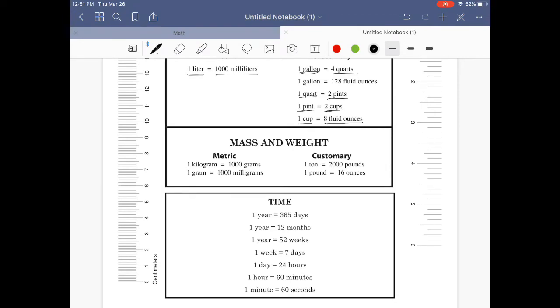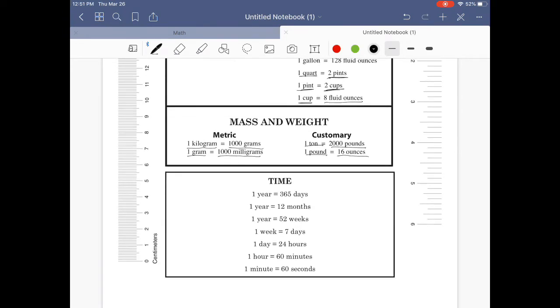So again, we have our metric mass units. 1 kilogram equals 1,000 grams. 1 gram equals 1,000 milligrams. And then we have customary. 1 ton equals 2,000 pounds. And 1 pound equals 16 ounces.